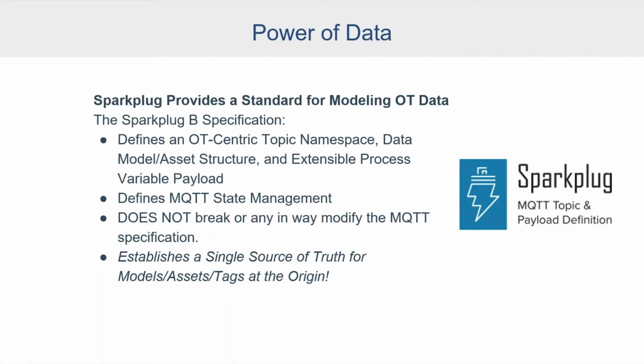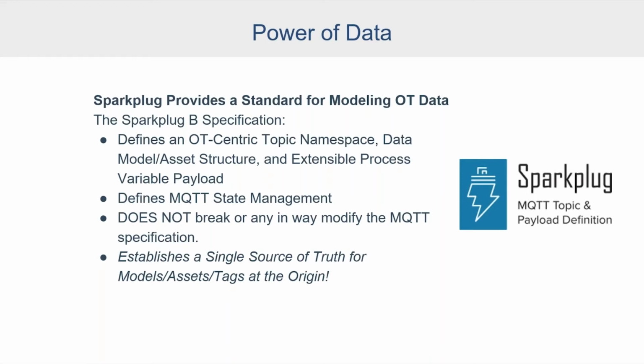So Sparkplug is a specification that looks to sit on top of MQTT. It doesn't change MQTT. It just says, hey, if you want to use MQTT from an OT to IT perspective, we need to define an OT-centric topic namespace. What does that mean? That means that when we go and subscribe to an MQTT broker, we know what topic namespace to look for.